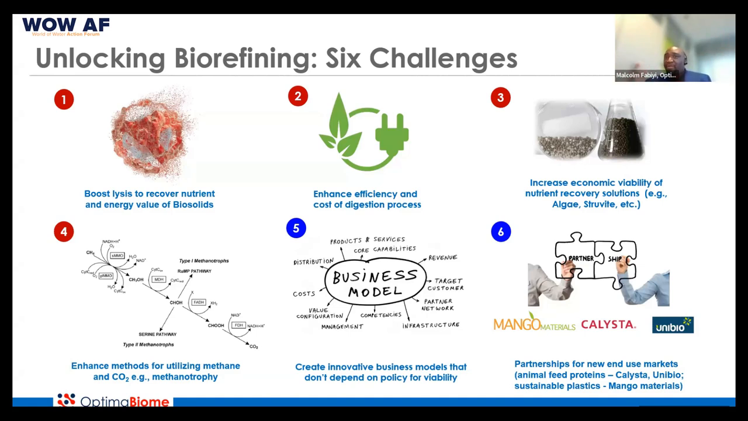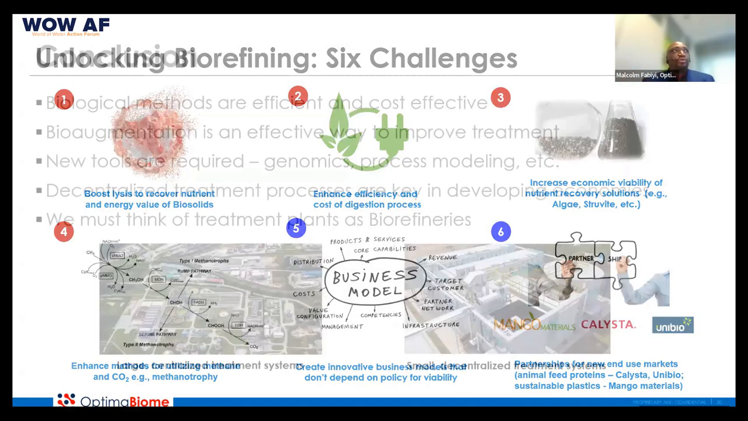We have companies like Unibio that are using algae to generate bioplastics, PHAs and PHBs, that are starting to replace the use of fossil fuel-based plastics. All of these are still in their infancy, but I believe that the next phase of growth is us beginning to think of not wastewater treatment, but actually biorefining, the treatment system as a biorefining unit where we're generating energy and we're generating products.